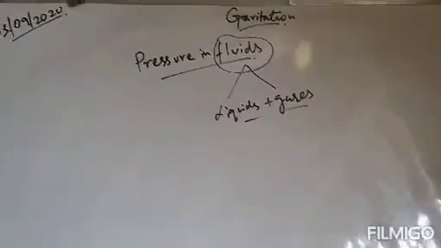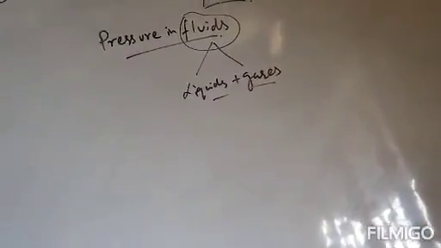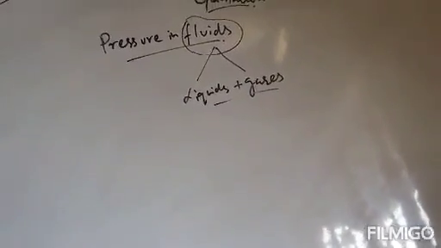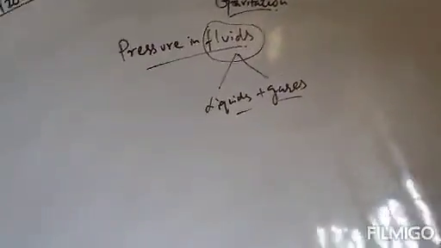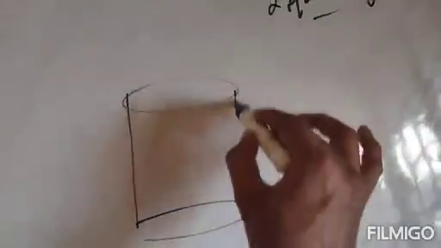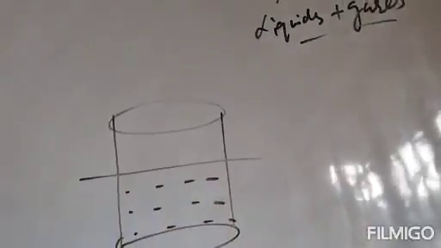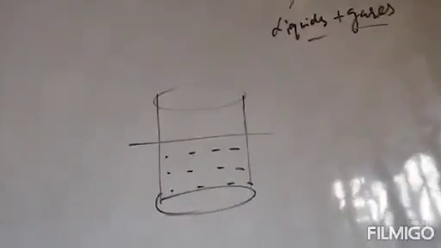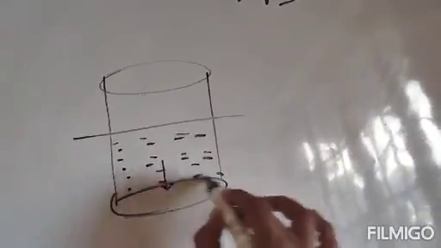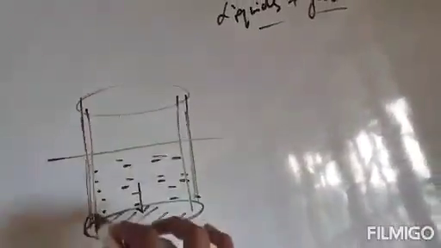When any fluid is put in a container, it also exerts pressure on the base of the container and the wall of the container, and the fluid exerts pressure in all directions. That means, suppose you have a container. This is the container, and you have placed a fluid in this container. The fluid will exert pressure on the base of the container. This is the base of the container, and this is the wall of the container.